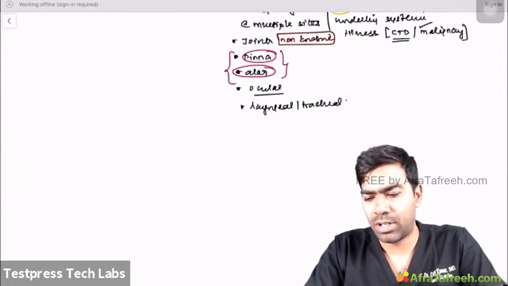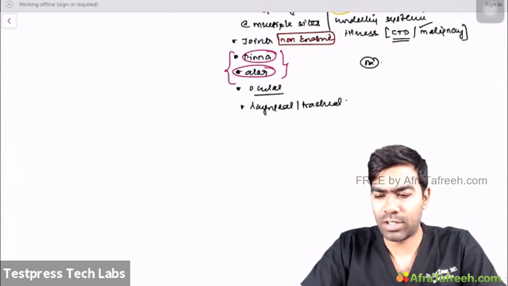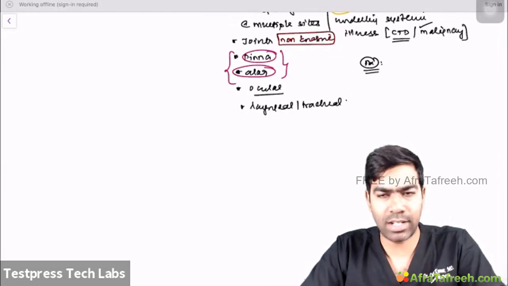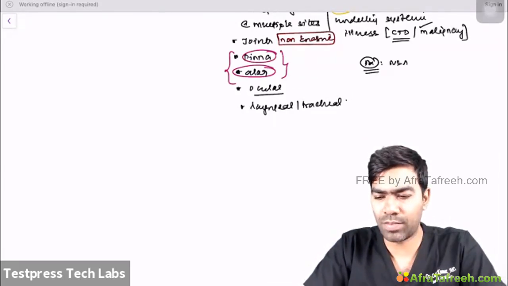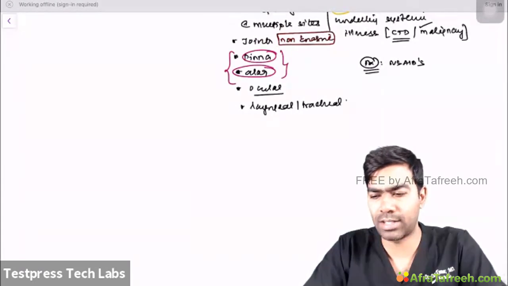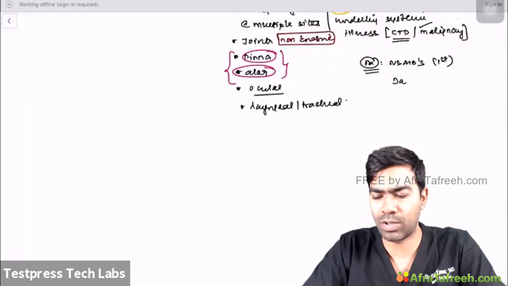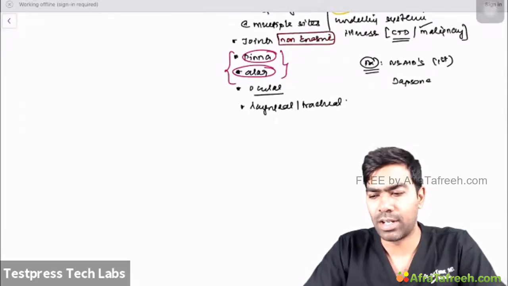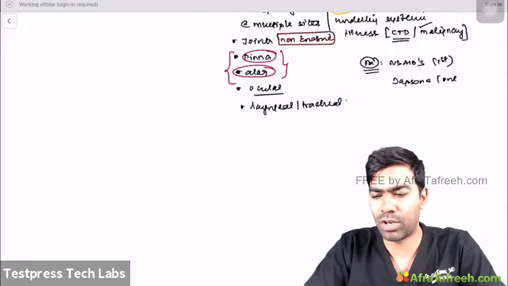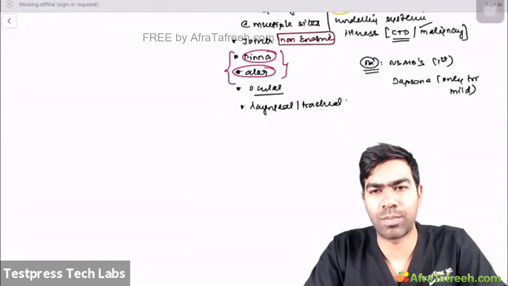For treatment of relapsing polychondritis, you're going to treat the underlying disorder if there is one. But more often, if there is no underlying disorder, you can treat it with NSAIDs. That's the first choice drug, which shows a good response most of the time. Or you can use other anti-inflammatory drugs like Dapsone, but it's effective only for mild disease. It's not effective for severe disease. So Dapsone can be used for mild disease.